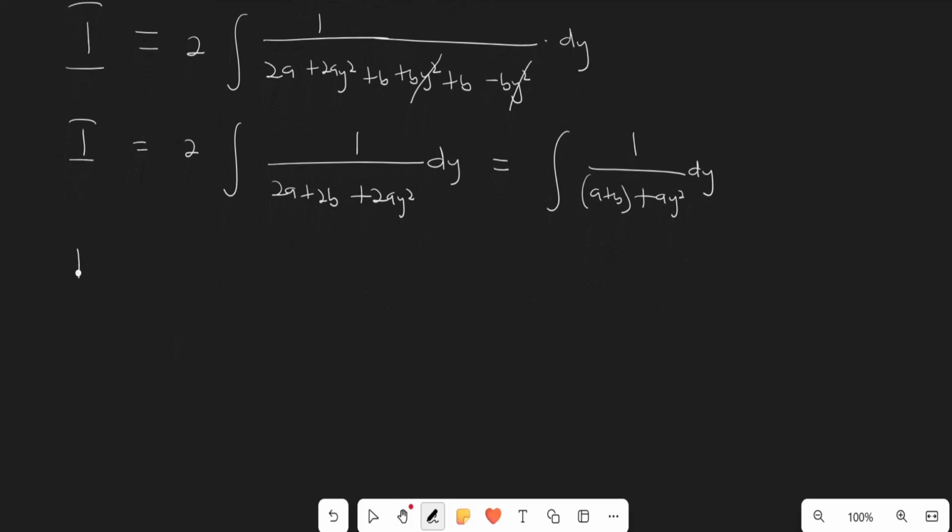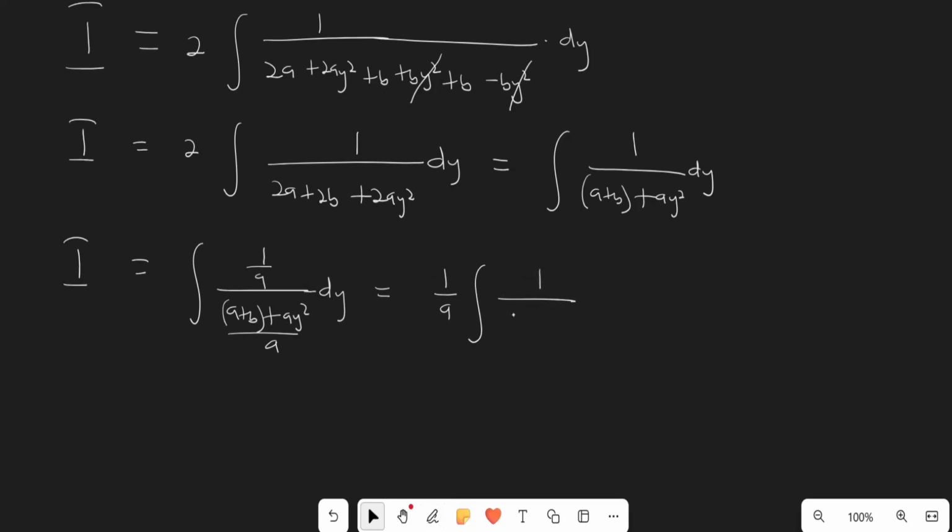Now to make these things clearer, we have to divide the numerator and the denominator by a. So this is 1 all over a, and I'm going to do the same thing to the denominator, a plus b plus ay squared all over a, to maintain equality. So 1 over a is a constant. It goes in front of the integral. The integral of 1 all over, this is now left with a plus b all over a, and then plus y squared, since ay squared over a is y squared, and then dy.